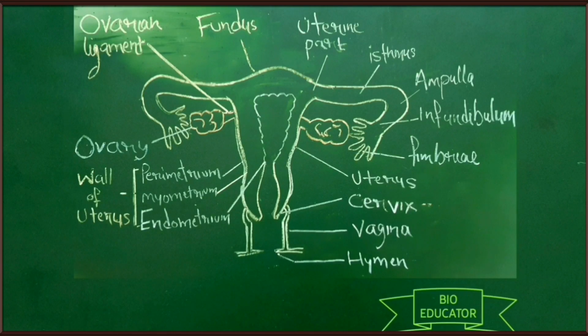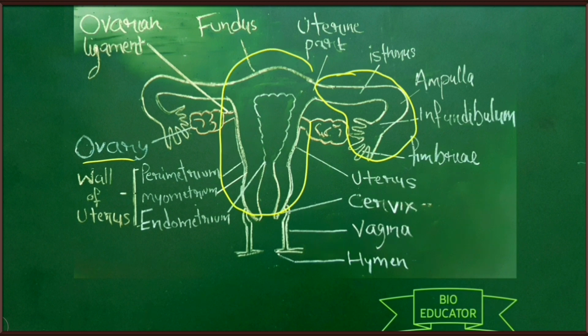This is the diagram of female reproductive system showing various parts like ovary, fallopian tube, uterus and vagina. Now let's discuss in detail about all these parts.